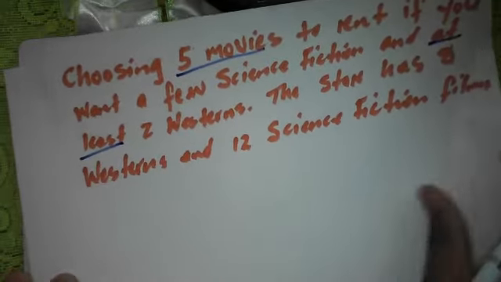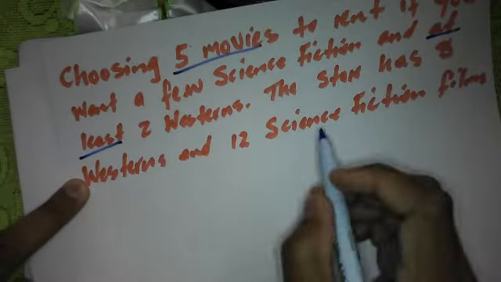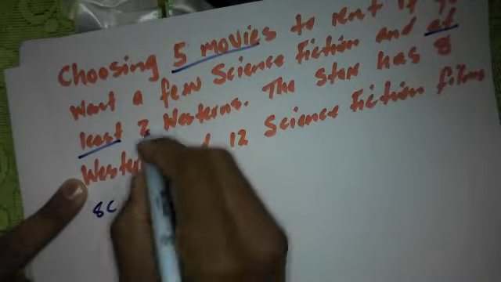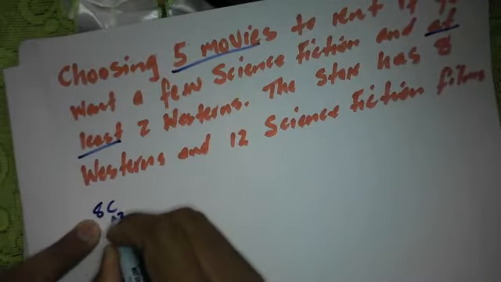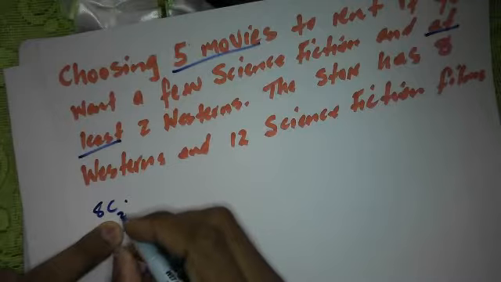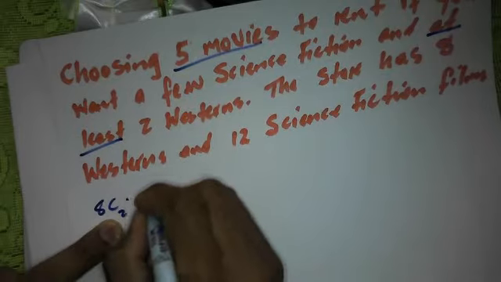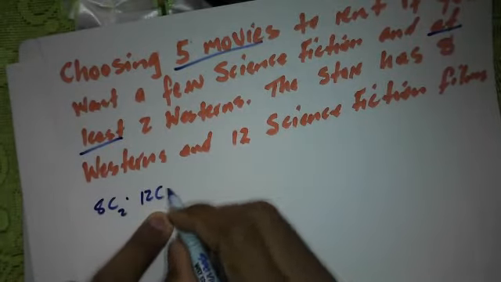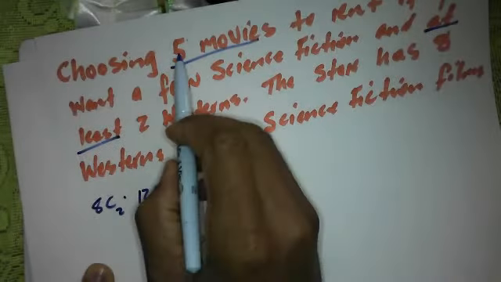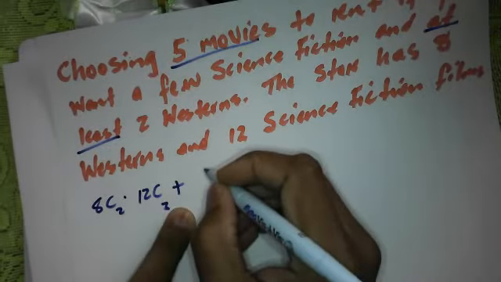So let's look at it. If we want 5 movies and 2 western, but there are 8 westerns, so it would be 8C2. So it is this 2 western, and remember that "and" in your statistics class means multiply, and we have 12 science fiction, but from that 12 we need just 3. So these 2 numbers must always add to give you the total that you want here.